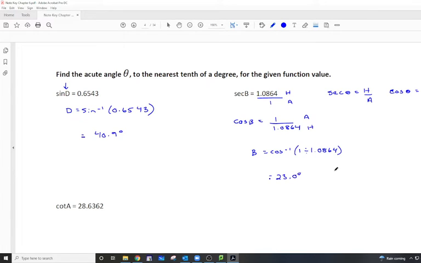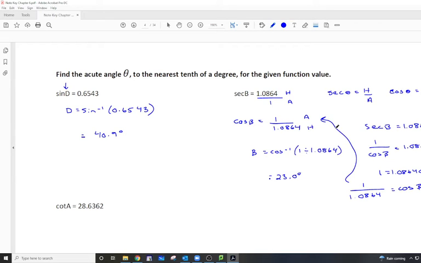If that makes no sense to you, another way of doing this is that if you had secant beta equal to 1.0864, you could replace secant beta with 1 over cos beta to make it similar to the questions that we did above. But then you have to solve for beta. So what I would do first is multiply both sides by cos beta. So I'd end up with 1 equals 1.0864 cos beta. And then I would divide by that 1.0864. So I get 1 over 1.0864 equals cos beta. And then I'm at the exact same place that I got to in one step up here.